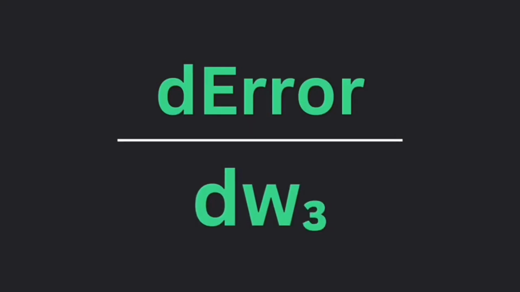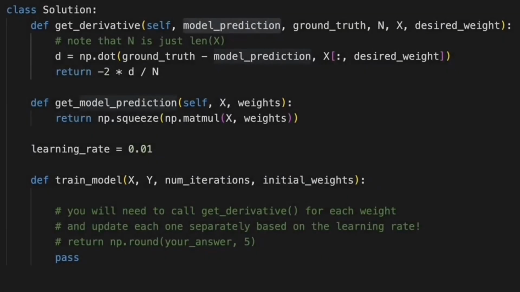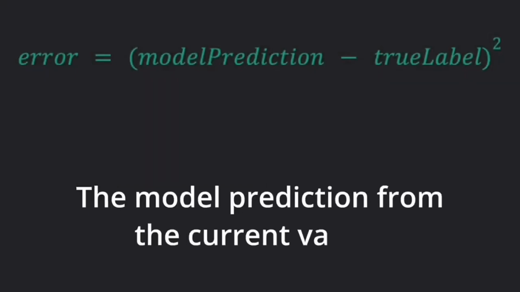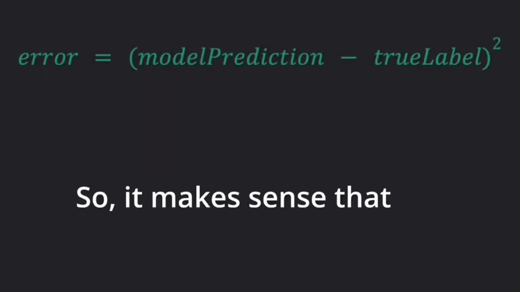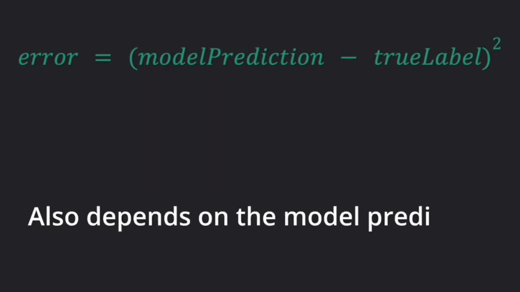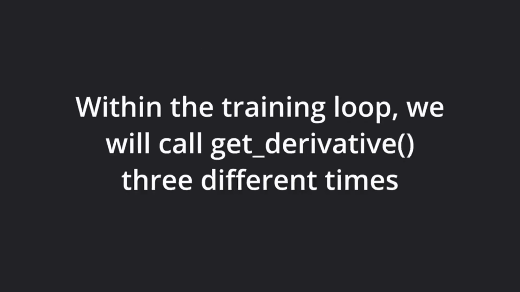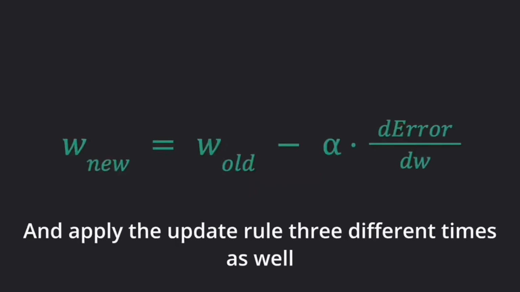W1, W2, or W3. If you're wondering why the derivative depends on the model prediction, let's look at the error function. We can see that the error function depends on the model prediction from the current values of W1, W2, and W3. So it makes sense that the derivative of the error function also depends on the model prediction. Within the training loop, we will call getDerivative 3 different times and apply the update rule 3 different times as well. Let's jump into the code.